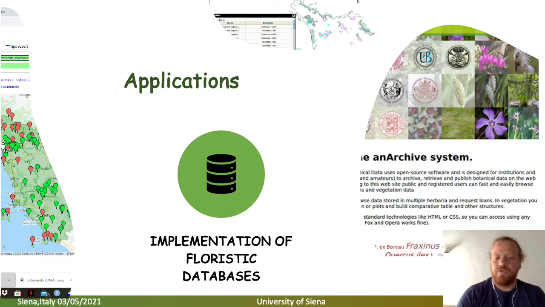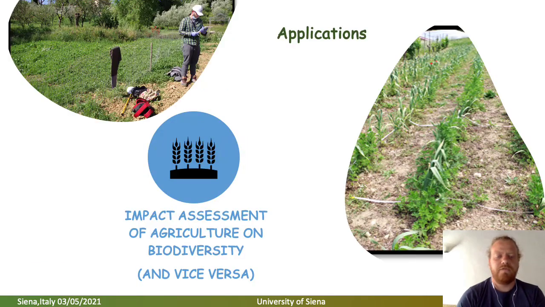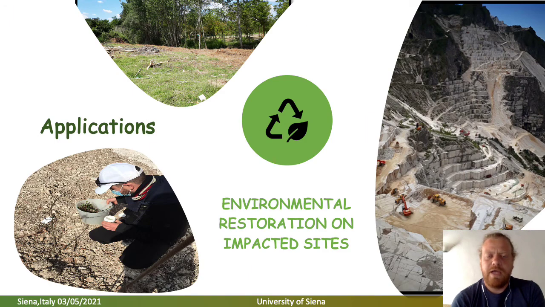Moreover, the distribution of diversity on the landscape is also implemented using floristic databases. Last but not least, we also study the impact of agriculture on biodiversity, but also, through the opposite, the impact of biodiversity on agriculture quality. Another application of our work is the environmental restoration, or the attempt of environmental restoration on impacted sites.